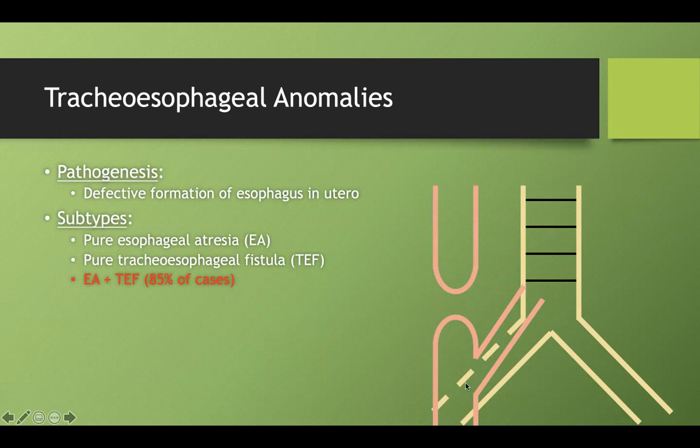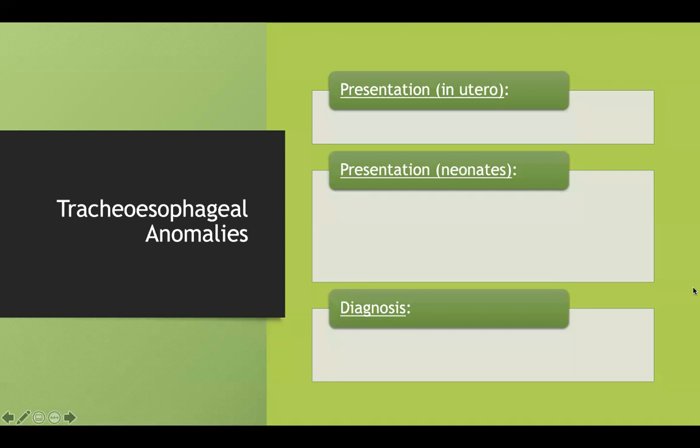So the trachea can actually get food somehow into the stomach, but that's still not good for you, as we'll see in a second. So how does this present? Well, in utero, you're going to have somebody with polyhydramnios. So polyhydramnios means extra fluid, amniotic fluid.